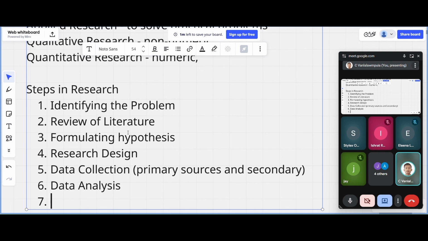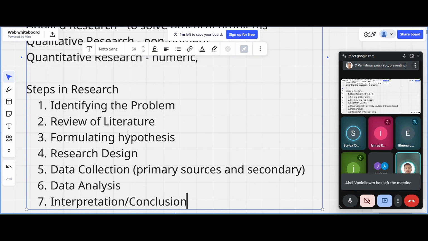Okay. And next is interpretation. That is the conclusion, interpretation or conclusion. Now you are finalizing everything of your conclusion.